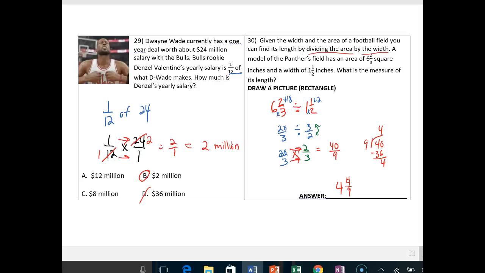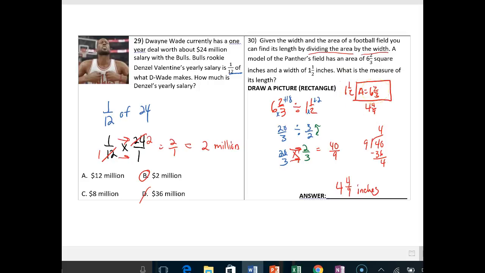I was lenient this time. You didn't have to put the units down. You should have. 4 4/9 inches is our answer. You draw a picture which looks something like this, where your area on the inside was 6 2/3 square inches. Your width is 1 1/2, and your length is 4 4/9. And if you multiplied these two numbers together, you would end up with that.